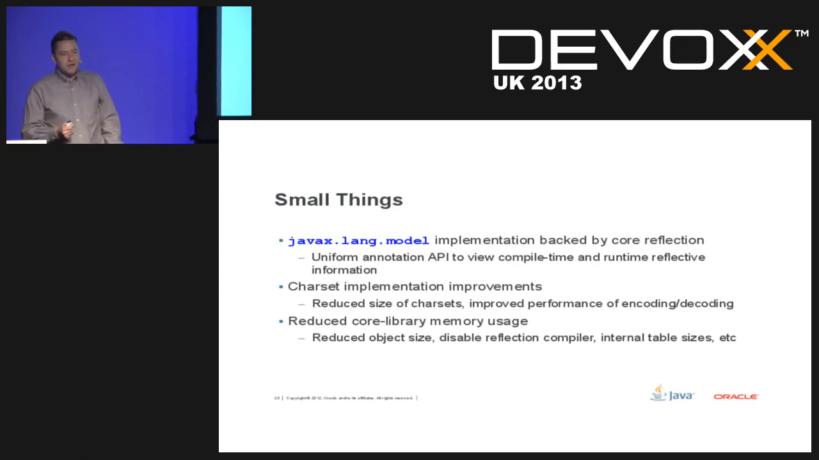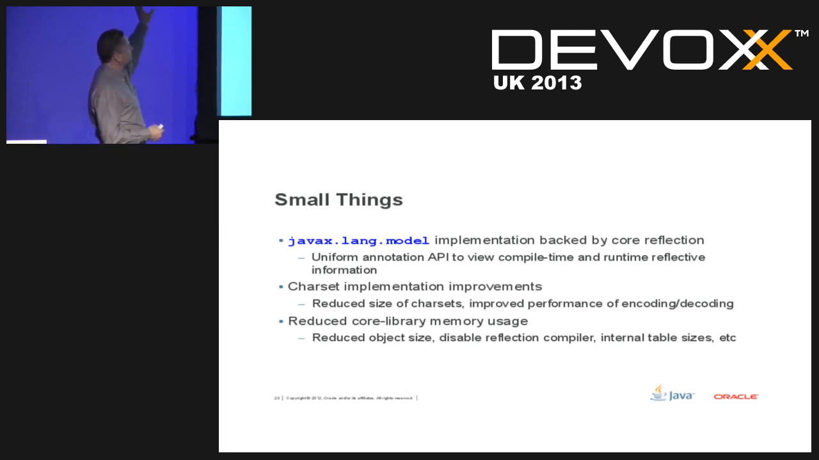Some small things that are going on in terms of changes around the core libraries. The javax.lang.model, this is used in annotation processing. And what we're doing there is, again, we're going to tie this into some of the reflection stuff that I talked about earlier. What that enables us to do is, rather than doing annotation processing only at compile time, we'll now be able to do it at runtime as well. So by using the reflection APIs, tying that into the model API, you'll actually be able to look at annotations and get information about that at runtime as well.